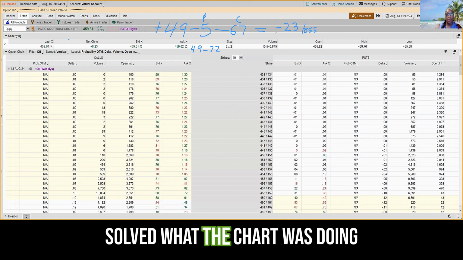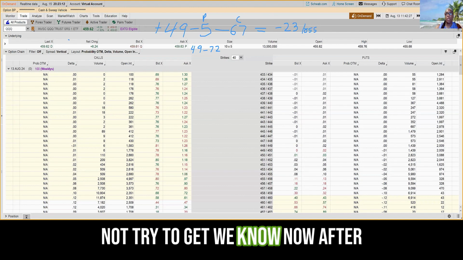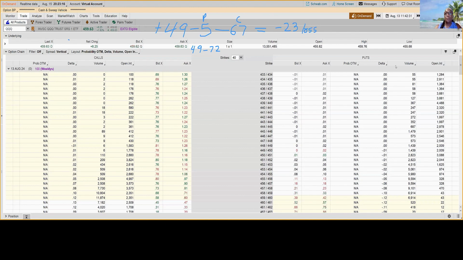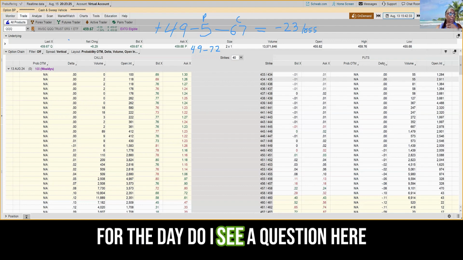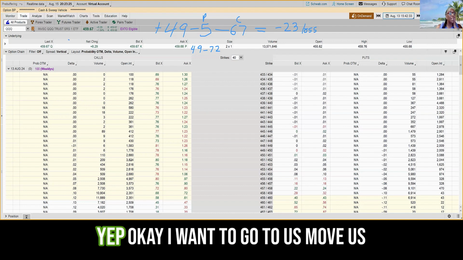We saw what the chart was doing and determined that it may or may not turn. Again, we know now after the fact that it didn't turn around, but you could also leave it for the day. Do I see a question here in the comments? Let's see. Oh, loss. Yep.